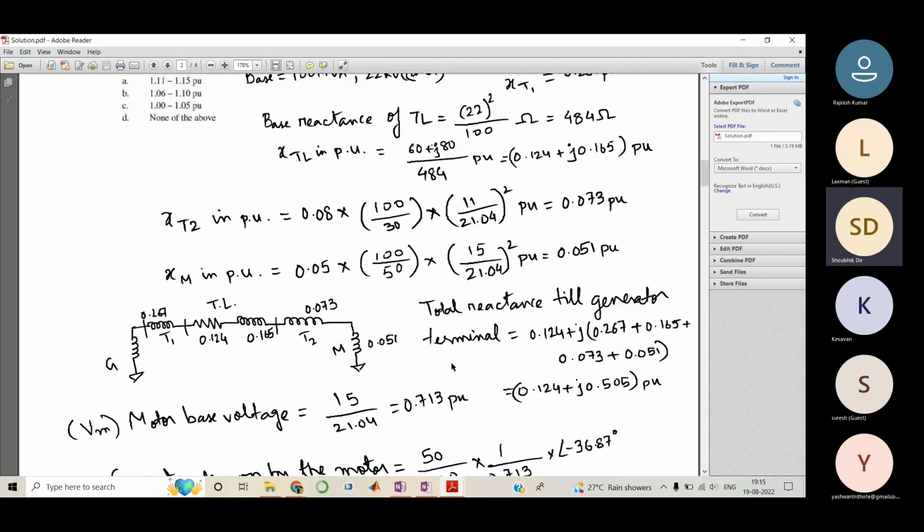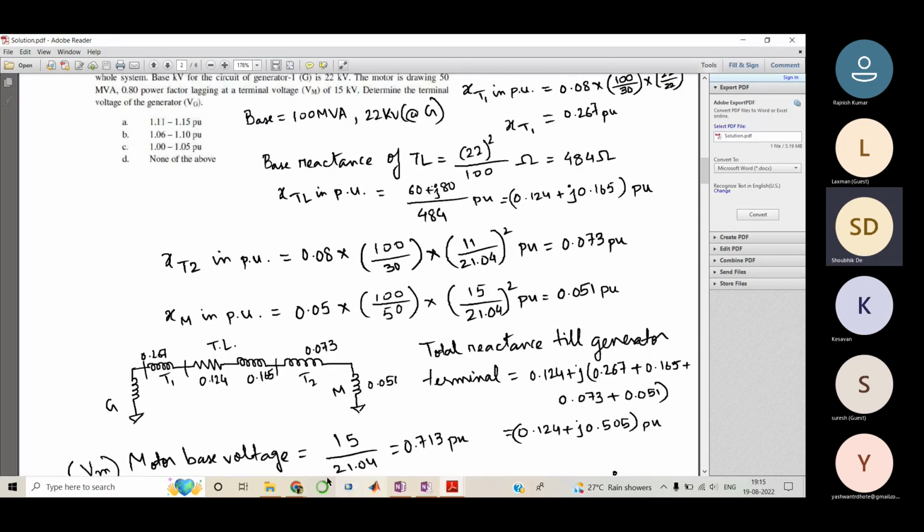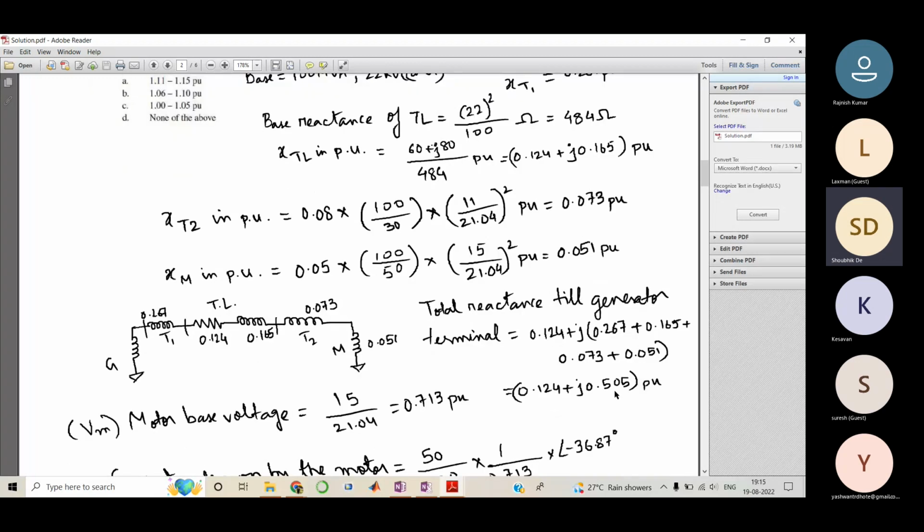Now, again, we have to calculate the total reactance of this line till the generator terminal, right? So till this point. Since all of these are connected in series, it is pretty simple. The total reactance will be the sum of all these components. It comes out to be 0.124 plus J 0.505.